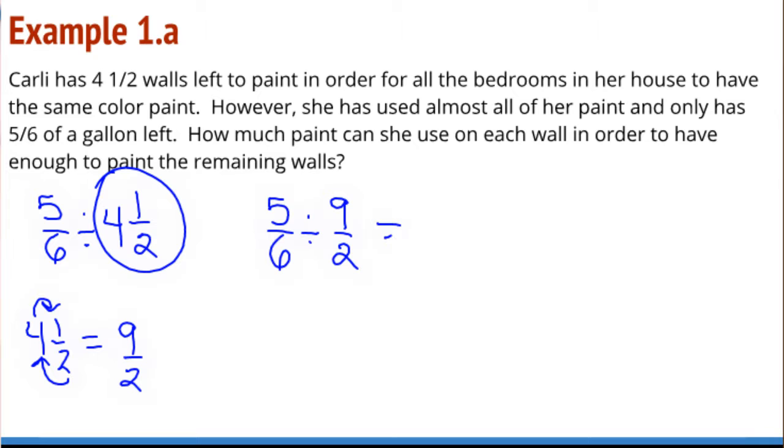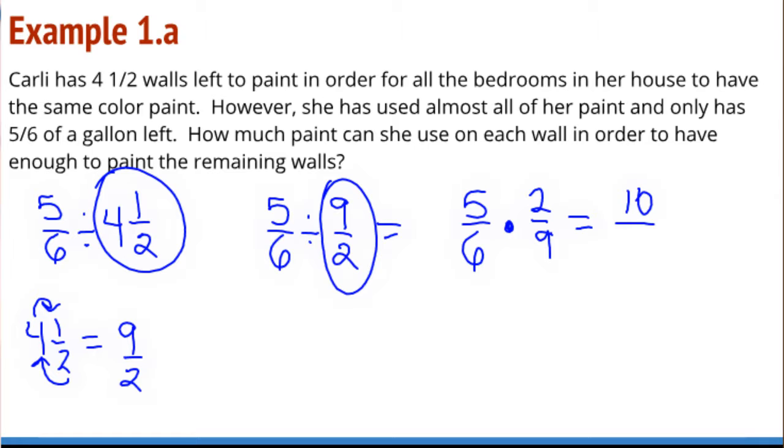So dividing by 9/2 is the same as multiplying by 2/9. And we have spent lots of lessons establishing that. So once again, if you want to know why that works, go back and watch some other videos. And now we've got a multiplication equation. 5 times 2 is 10, and 6 times 9 is 54. And we could say that we would put 10/54 of a gallon on each of the walls.